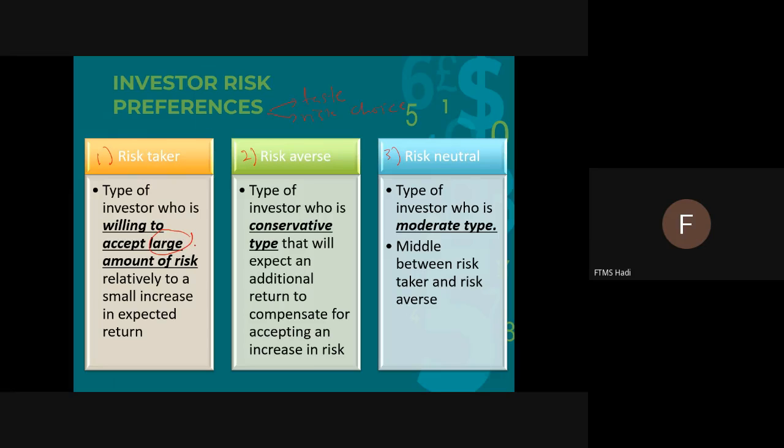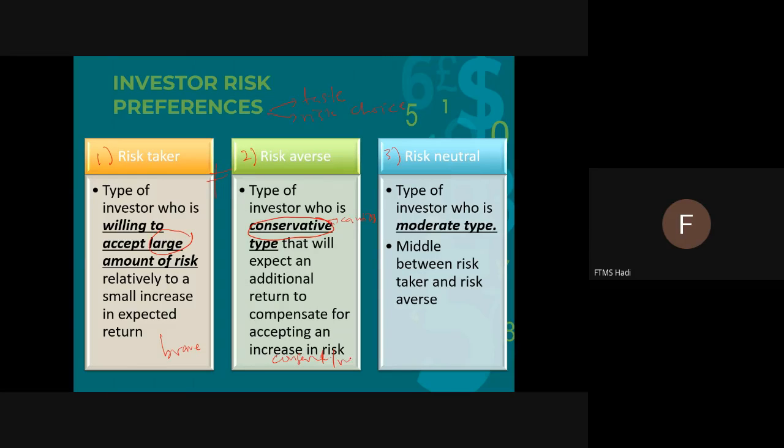But risk averse is the opposite of risk taker, a type of investor who is conservative. In Malay we call it macam takut-takut or malu-malu, something like that. Conservative means they are very cautious, because they are more on security. They expect an additional return to compensate for accepting an increase in risk. So the risk taker is quite a brave person, while this one is more conservative, or reserved.